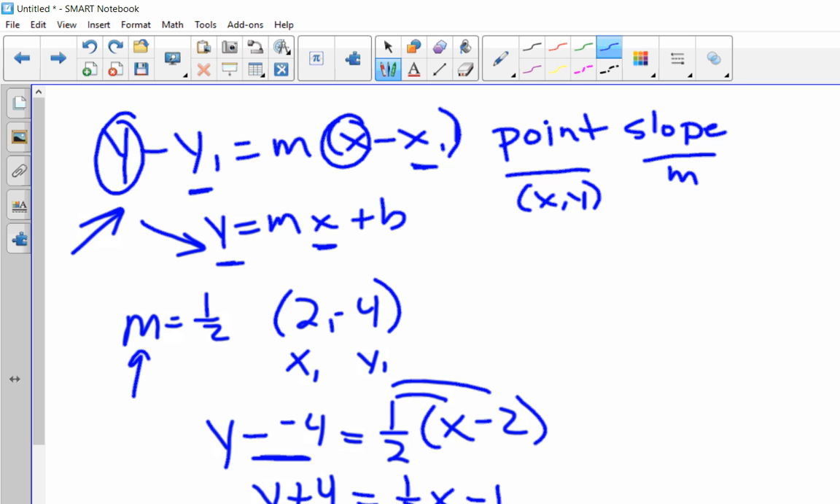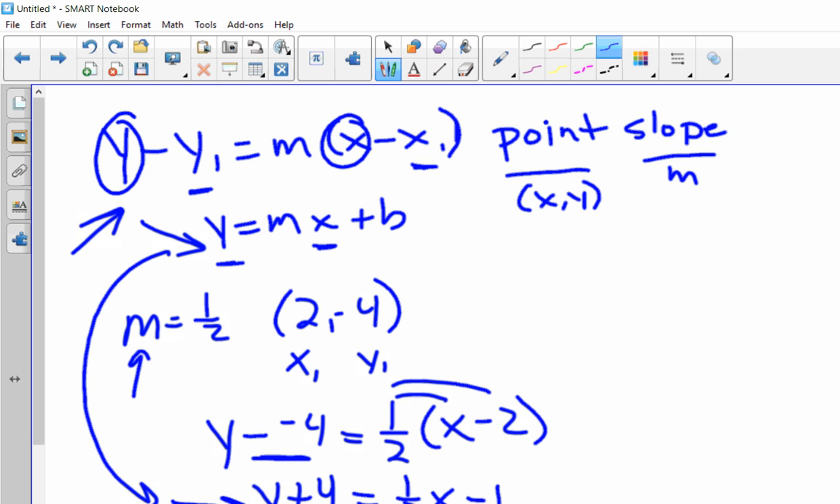Okay, so now what I want to do is get this into y equals mx plus b. So that's this guy that we just did a little while ago. All right, so really all I got to do is subtract the 4 to the other side, and I get y equals 1/2 x minus 5. Okay, so that's using point slope, a little bit of substitution, and then 2 math steps, and basically I'm done.